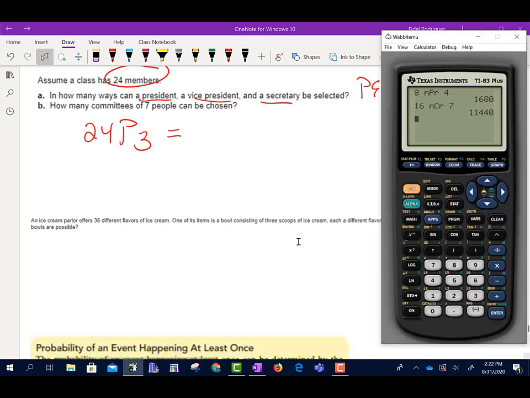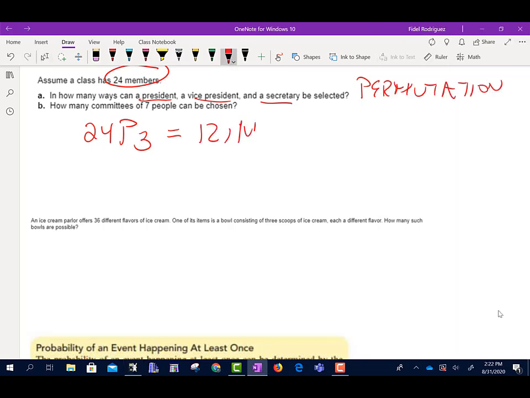Okay, so let me bring this up. So let's take a look. We're going to go 24, math, permutation, and we want 3 because there are 3 distinct positions. So 12,144. Okay, 12,144.